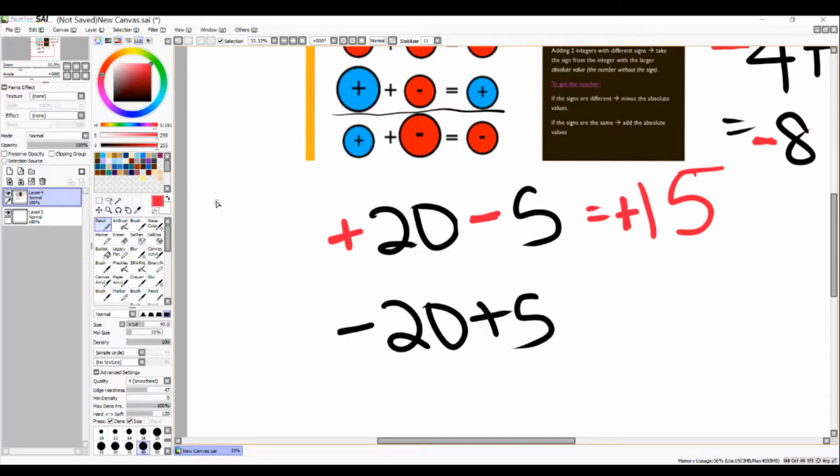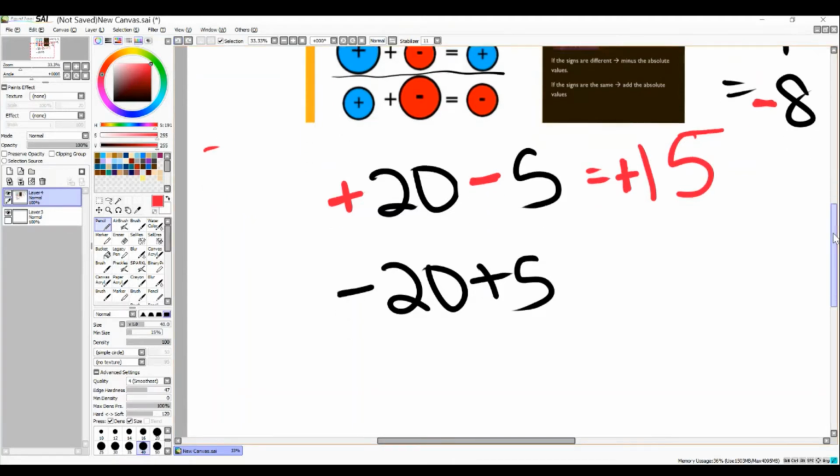And here we can even rewrite it in a way that is known and easier. 20 minus 5, 15. And as I said before, unless the number has a negative sign in front of it, it is understood to be positive. So it's the same subtraction. 20 minus 5, positive 15. Easy as pie. Just remember that.